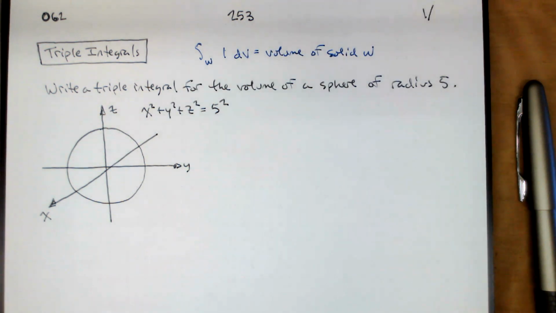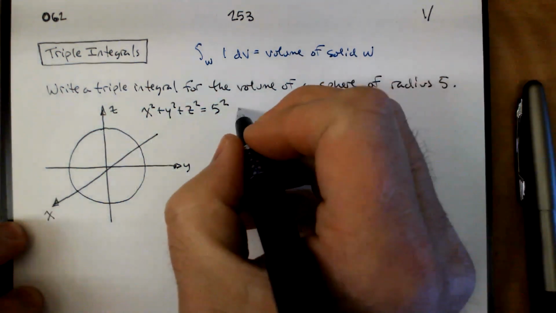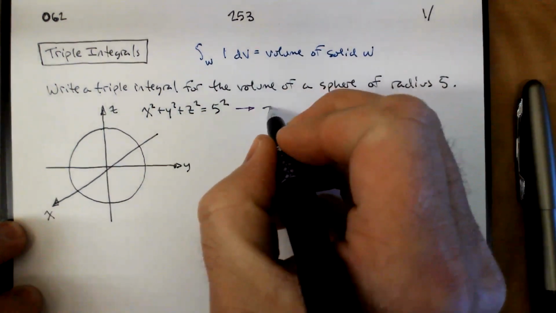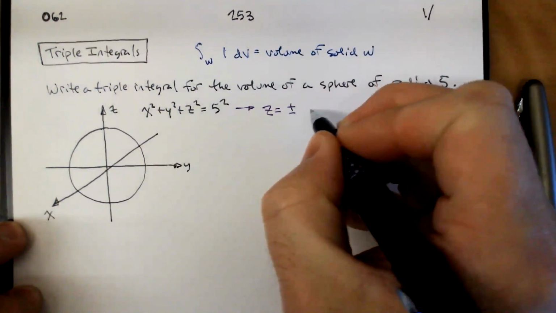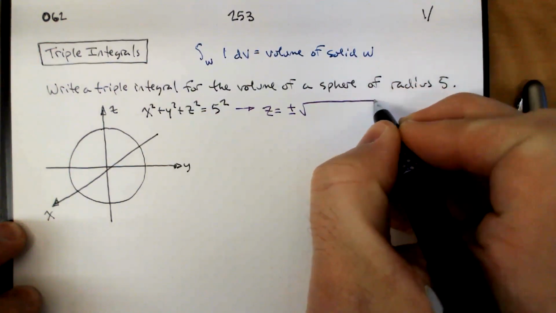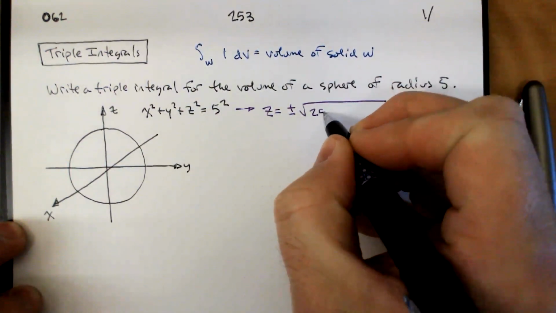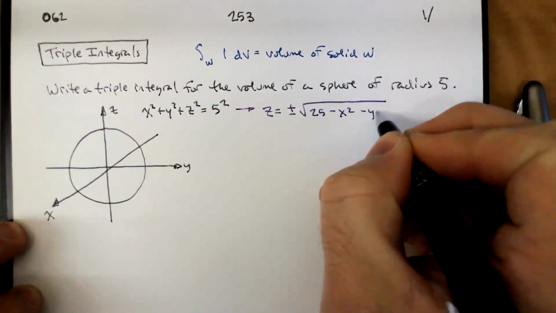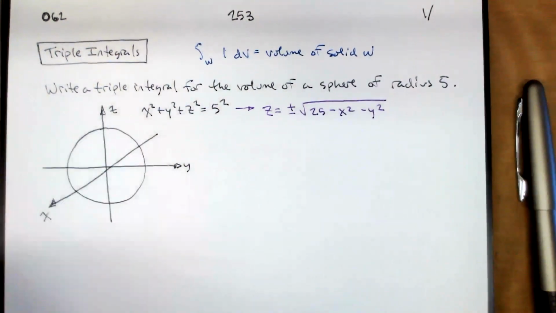So I can write this: z is plus or minus the square root of 25 minus x squared minus y squared. Plus the square root is the top, minus the square root is the bottom.